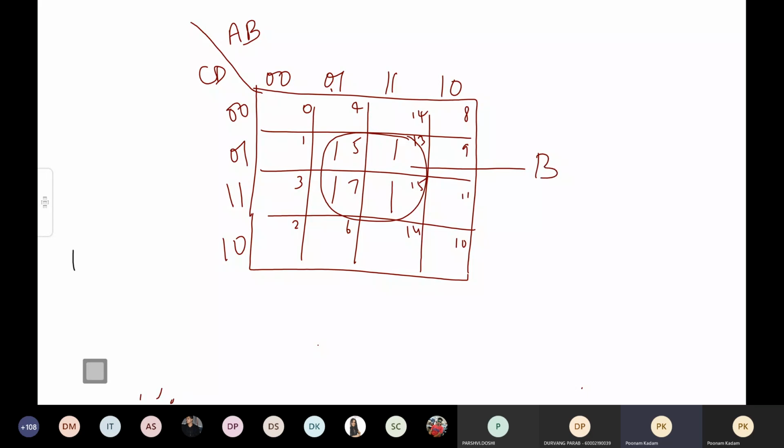Then let us look at the row label. So in the row label, variable C is changing. Here it is 0, here it is 1, but D is not changing. So you get BD as a product term. So when you combine these 4 1 cells, you get product term BD.